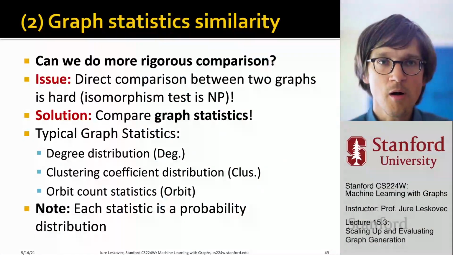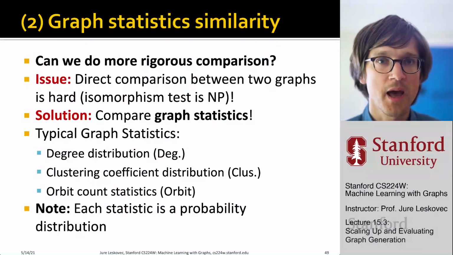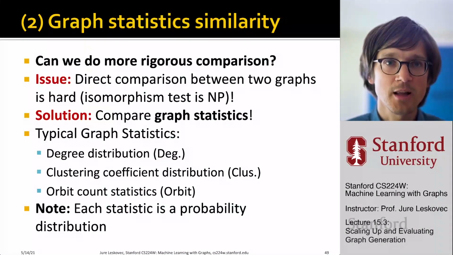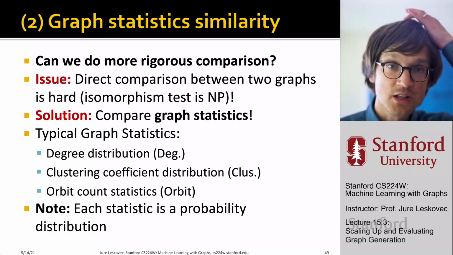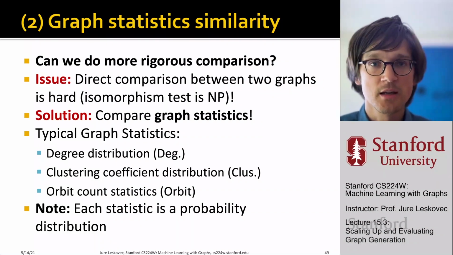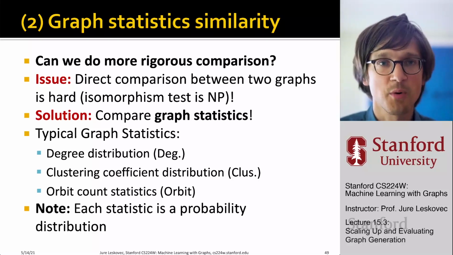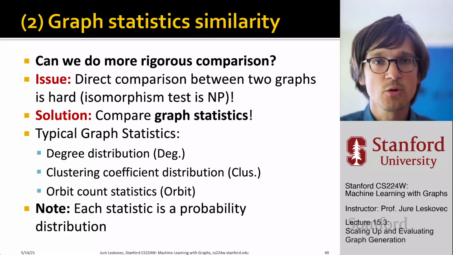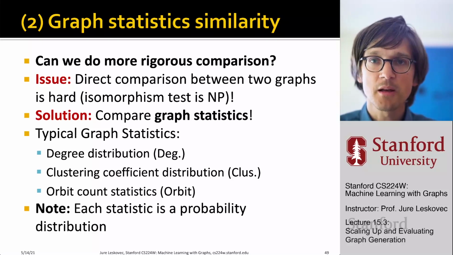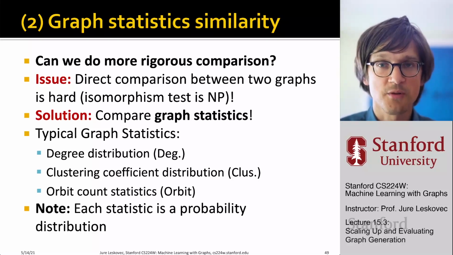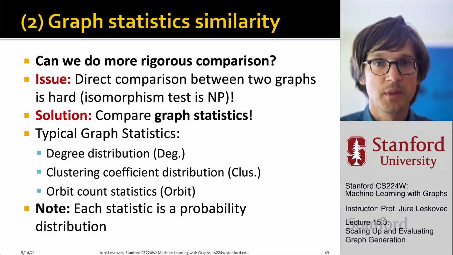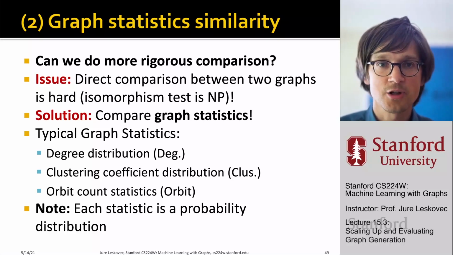So now, how about doing a more rigorous comparison about statistical similarity, right? How do we do that? As I said, we cannot do direct comparison between 2 graphs, trying to do graph alignment, because graph isomorphism testing, as we have seen, is a hard problem. So the solution is to compare graph statistics. The typical graph statistics we have already discussed would be degree distribution, clustering coefficient, or orbit count statistics from the graphlets that I discussed, I think, in lecture number 2.